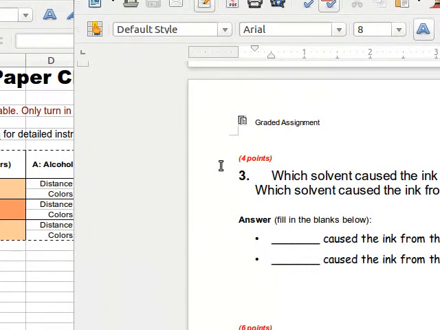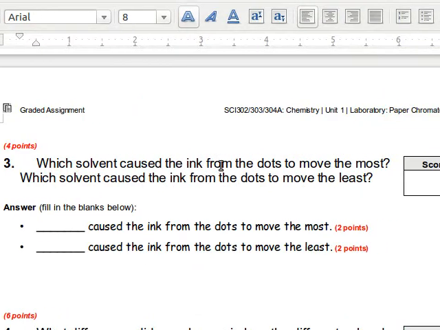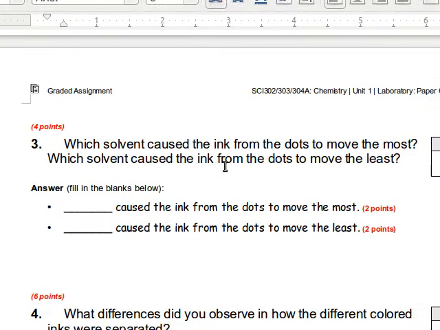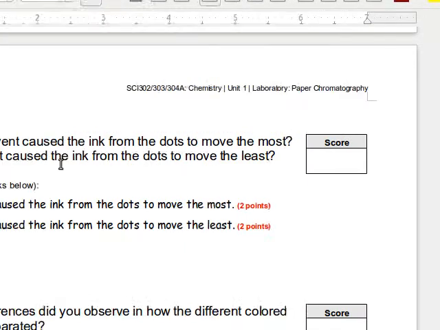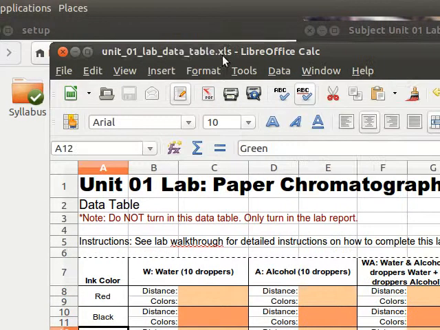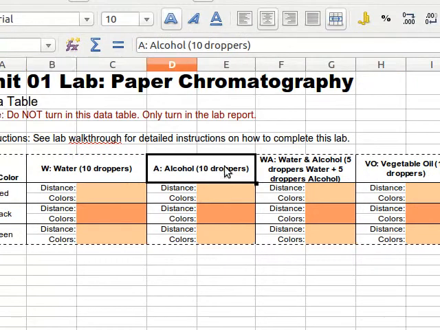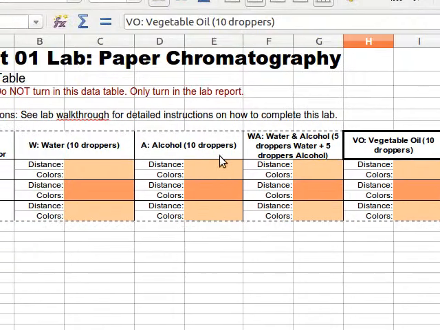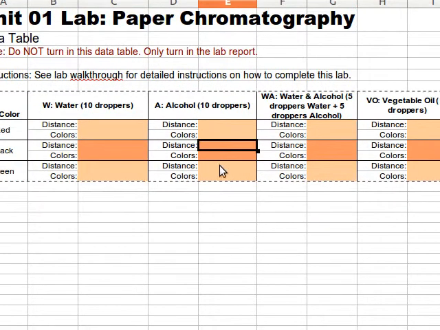Okay, so after question 2, you've got question 3, which is really simple. We have two questions. Which solvent caused the ink from the dots to move the most? Which caused the ink from the dots to move the least? All you have to do is go back to your data table, take a look at each of the solvents. Which one has biggest distances? That's the one that made them move the most.